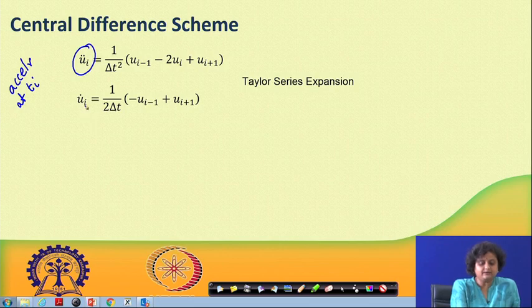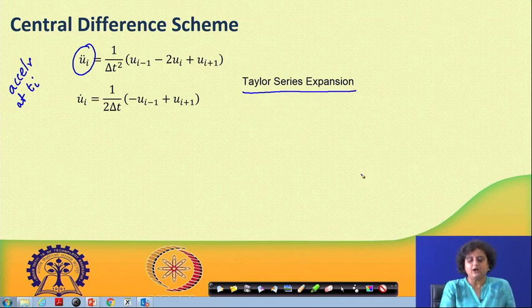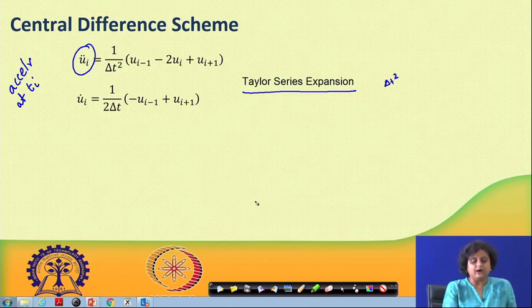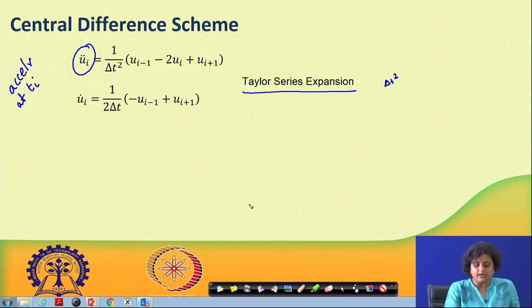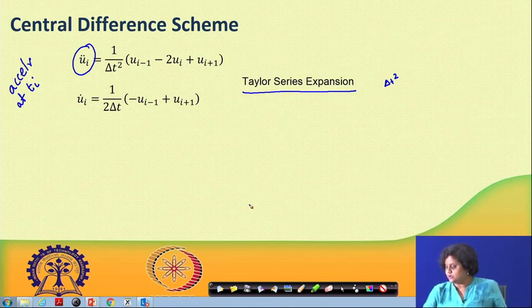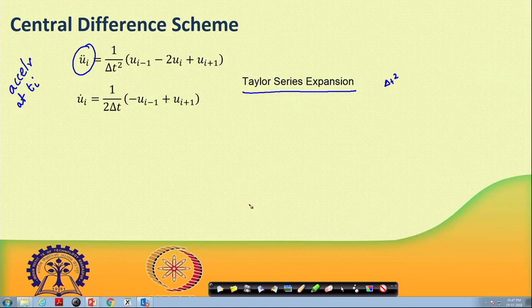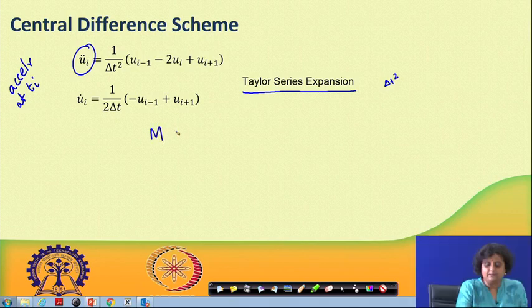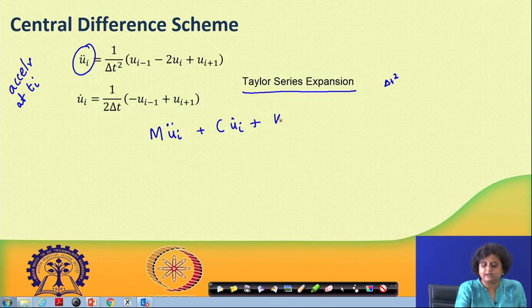Similarly, I can write the velocity u dot i also in this form. This is nothing but a Taylor series expansion, and the error that we get because of this approximation is of order del t square. Now we are going to substitute this into the equation of motion, which is m u double dot i plus C u dot i plus k u i is equal to f i.